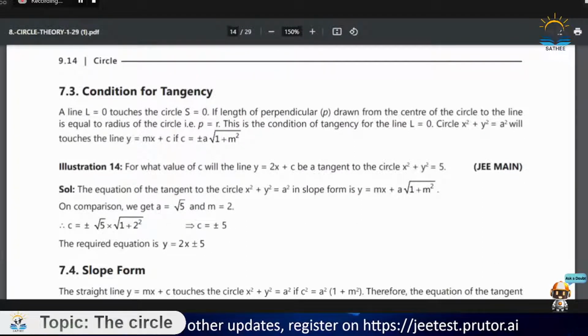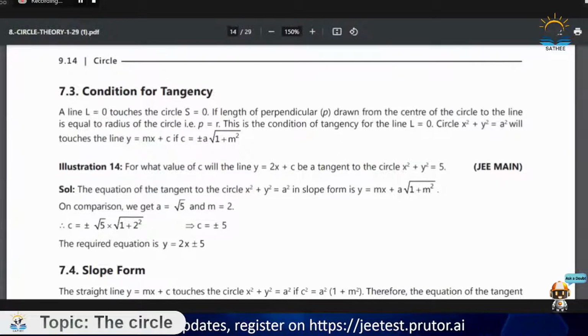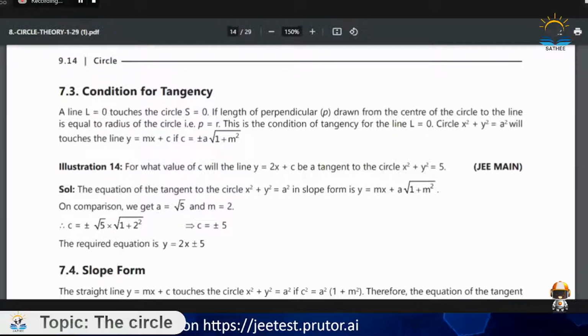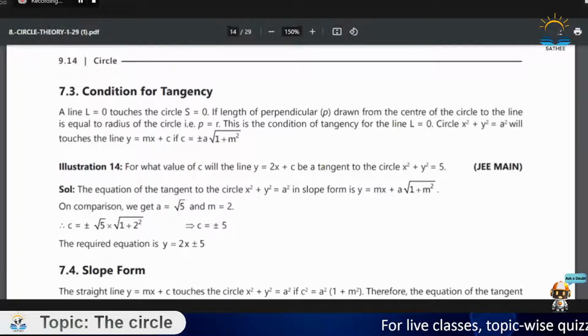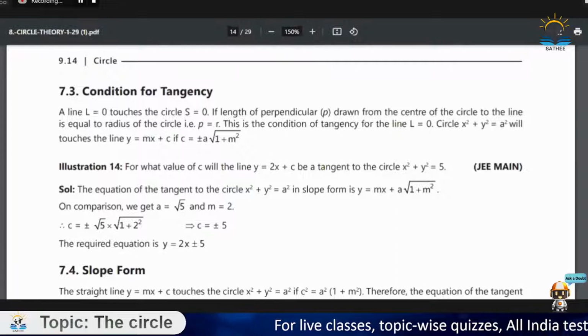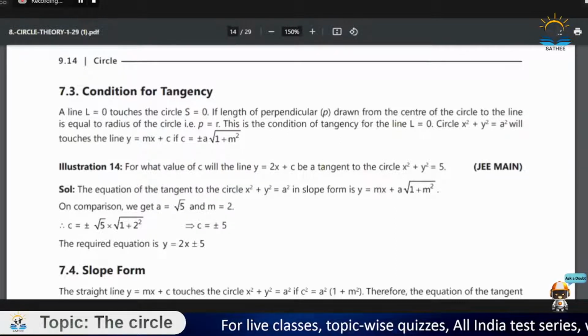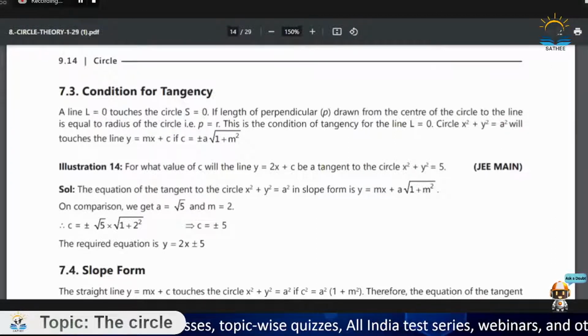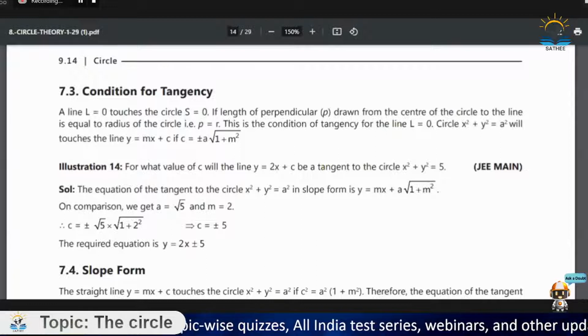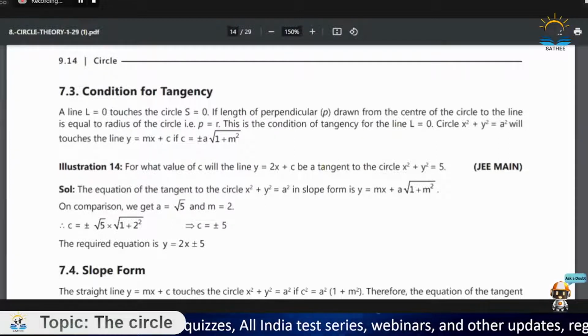By condition of tangency. So what it is trying to say, let us read it. A line L is equal to 0 touches the circle S is equal to 0. So we have been given a circle and we have been given a line. Now if the length of perpendicular P drawn from the center of the circle to the line is equal to radius, that is P is equal to R, then this is known as condition of tangency. This we have already seen in the line and circle relation, and at that time we can write the equation of tangent.